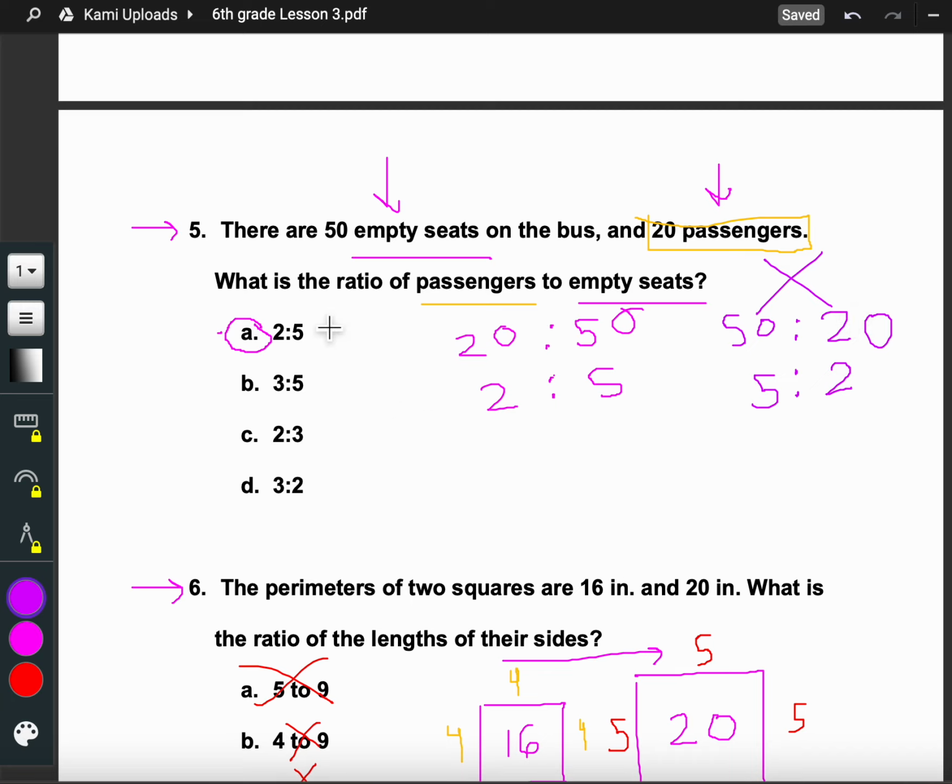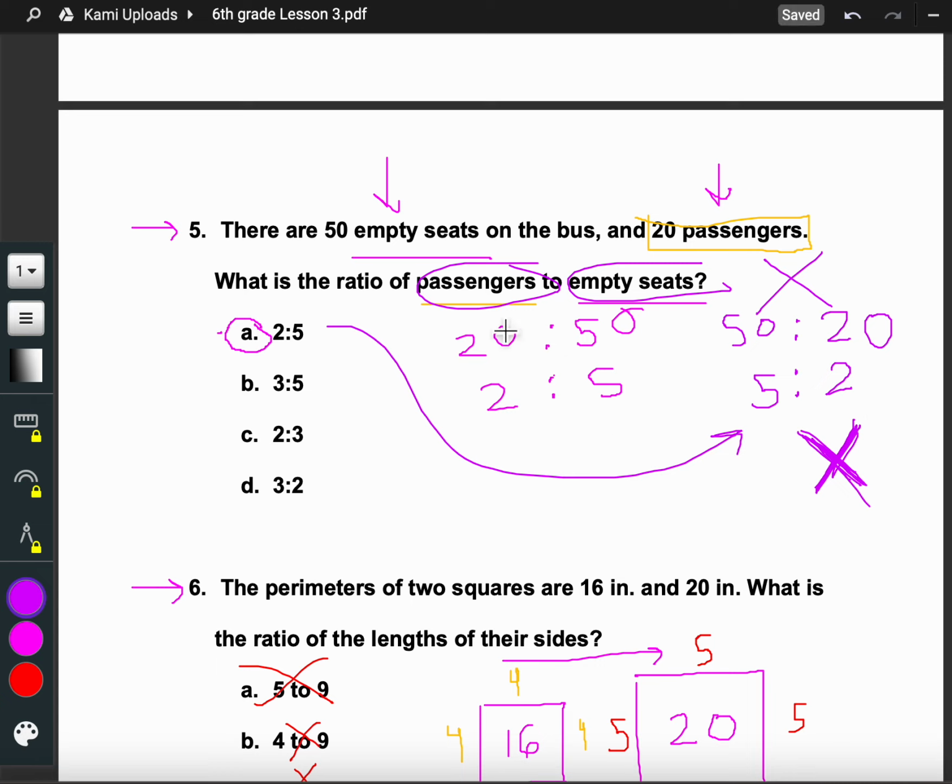So notice how that completely changes the answer. You should not be getting 5 to 2. That's a completely different answer. It still has the same numbers, but that doesn't mean that it's the right answer, because the ratio is asking passengers to empty seats, not empty seats to passengers. So that's how a lot of people get it wrong. So that's why I really like to emphasize this question.